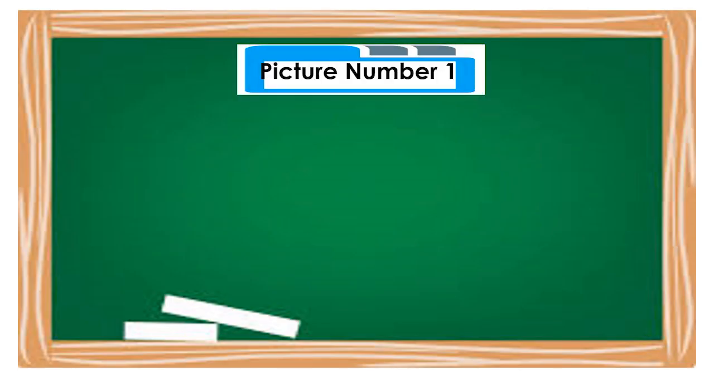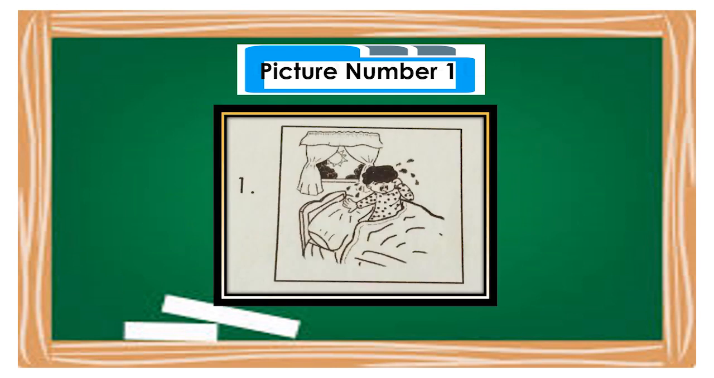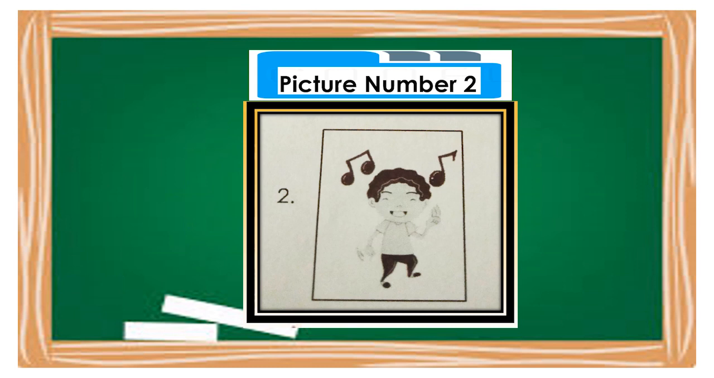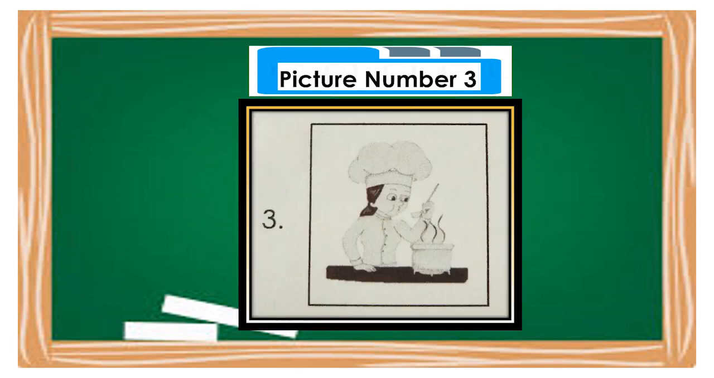Picture number 1. The boy cries as he wakes up. Name the action. Picture number 2. The child dances with the lively music. What is the action? Picture number 3. Mother cooks for her children. Time starts now.